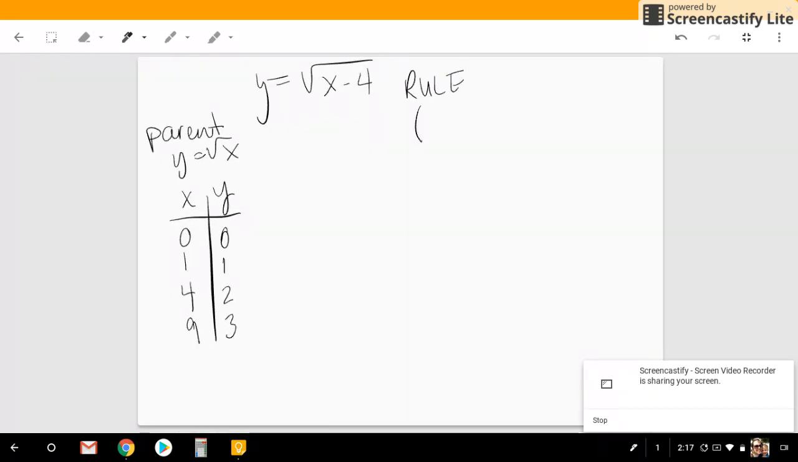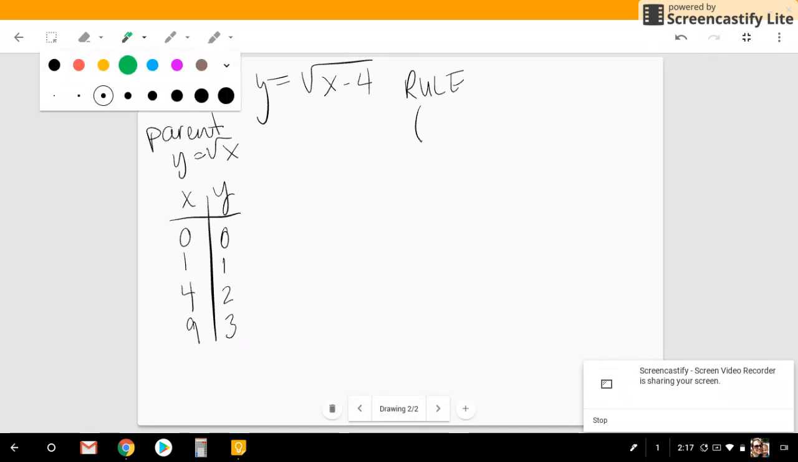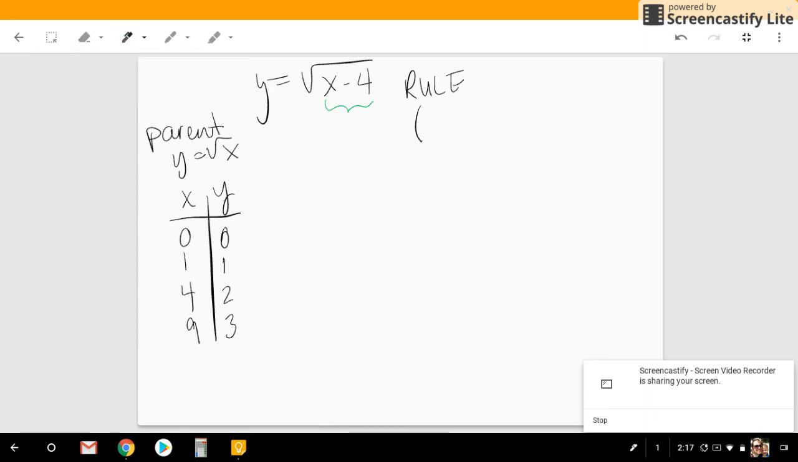And whatever's happening inside goes opposite to the x's. Well, inside this time, I have a minus 4. So I'm going to go x, opposite of minus is plus. What's happening outside? Well, nothing is happening on the outside, so the y's are going to stay the same. Okay. So this is my rule, and now I'm going to use my rule to make a new table.